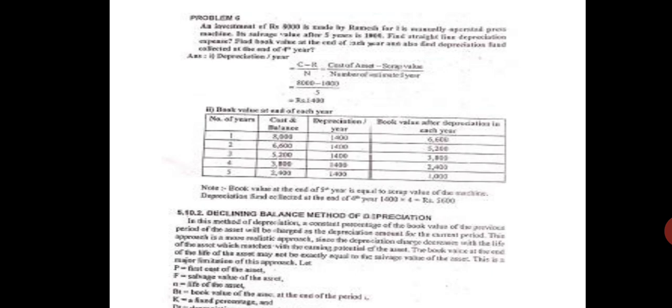So P, let it be the first cost of the asset, F be the salvage value of the asset, that is scrap value, N is the life of the asset, BT is the book value of the asset at the end of the period T, K is a fixed percentage. And this K percentage is fixed here, but the value keeps on reducing. We will see it with one problem. DT is the depreciation amount.